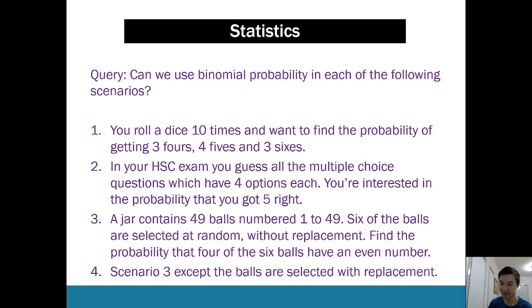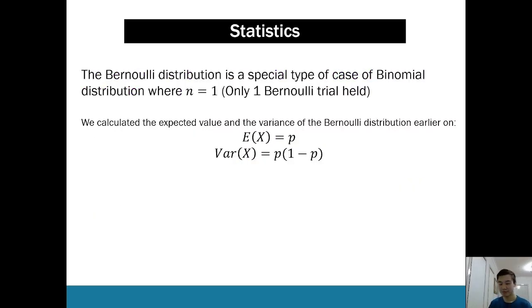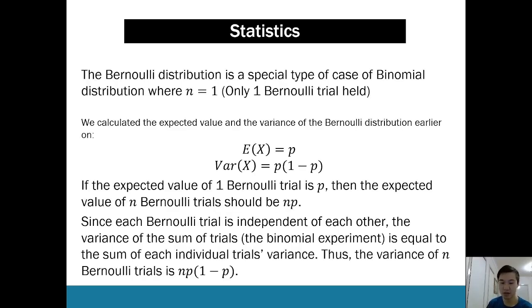And think carefully. Okay, so remember we talked about finding the expected value and variance of the Bernoulli distribution earlier on. The Bernoulli distribution is a special type of binomial distribution because there's only one Bernoulli trial being held. So if we repeat Bernoulli trials over and over again for a binomial experiment, if we have n Bernoulli trials, then we can also find the variance and the expected value of the binomial distribution.